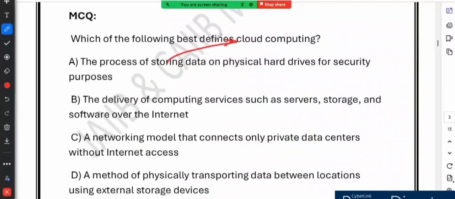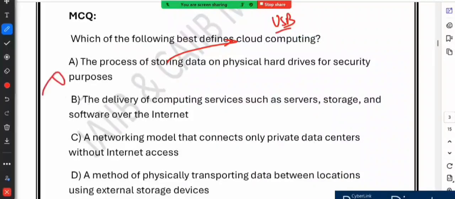Let me give you an example. Imagine you save a file on a USB drive. You can only access it if you carry the USB with you. But with cloud computing, you can access your file from anywhere, just like how you open Google Drive or Dropbox on any device. So that is not the correct answer.